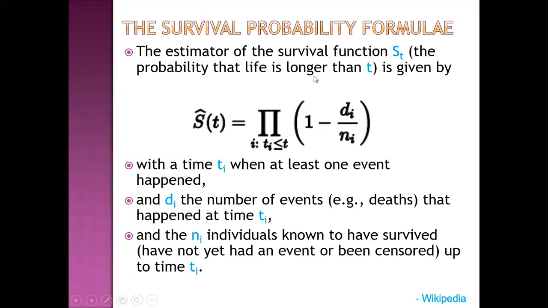The estimator of the survival function S(T) is given by this formula I have taken from this site, where Ti is the time when at least one event happened, and Di is the number of events, for example deaths, that happened at time Ti, and Ni is the number of individuals known to have survived up to time Ti. So they are the at-risk individuals.